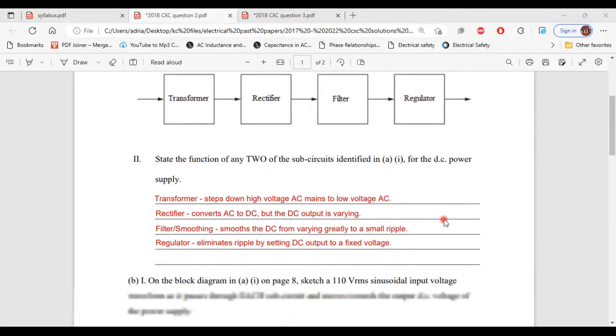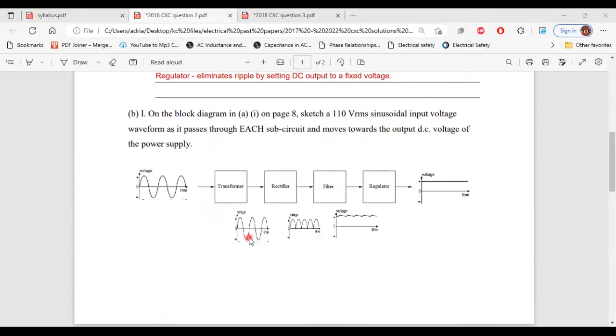For part B, it says on the block diagram in A1 on page 8, sketch a 110 volt VRMS sinusoidal input voltage waveform as it passes through each subcircuit and moves towards the output DC voltage of the power supply. Right, so here we have the different waveforms as it moves through each stage of the power supply.